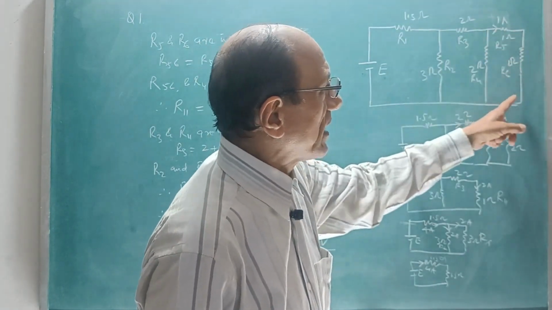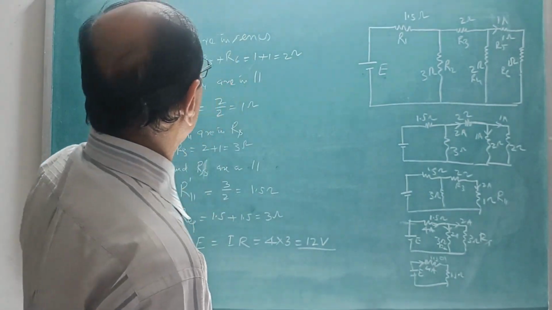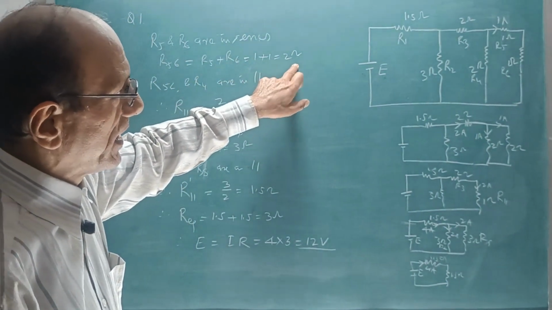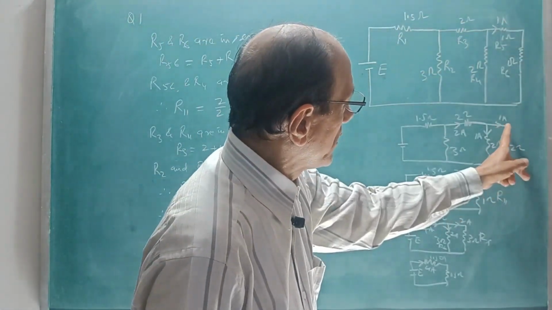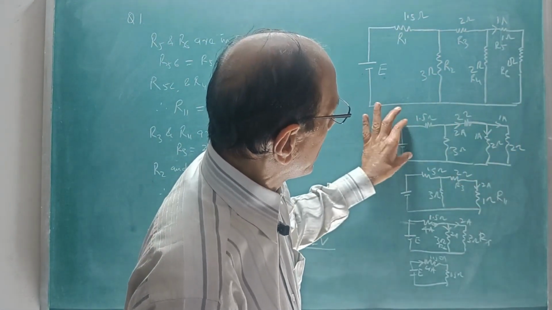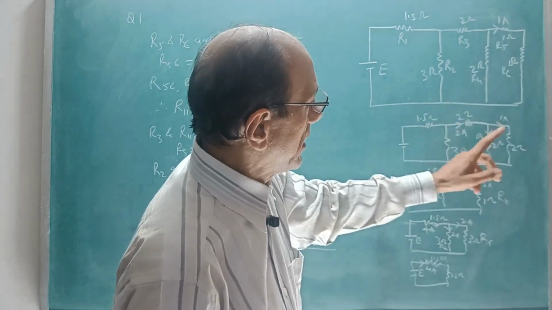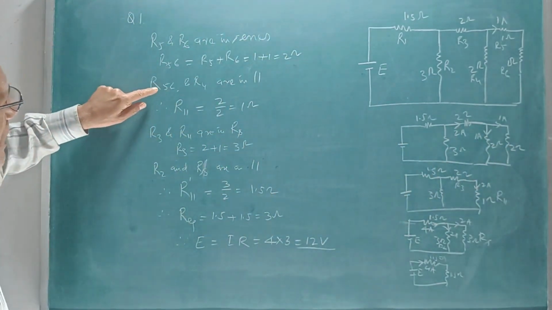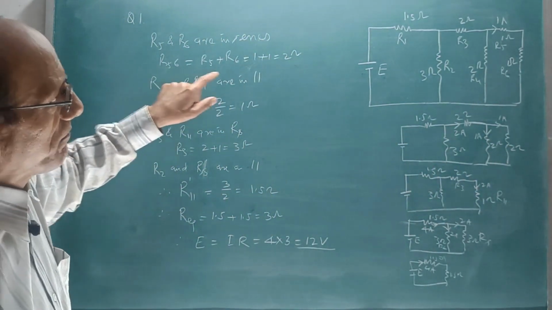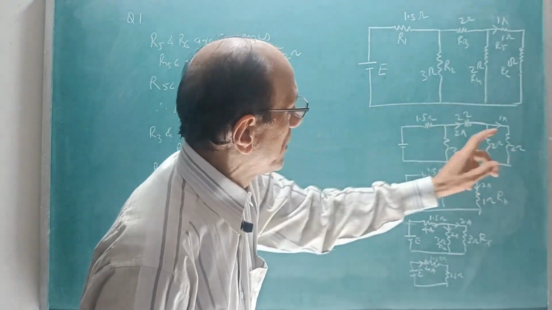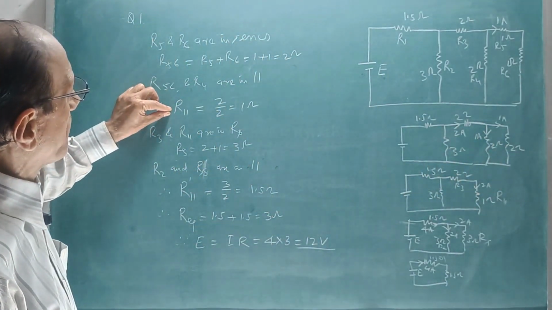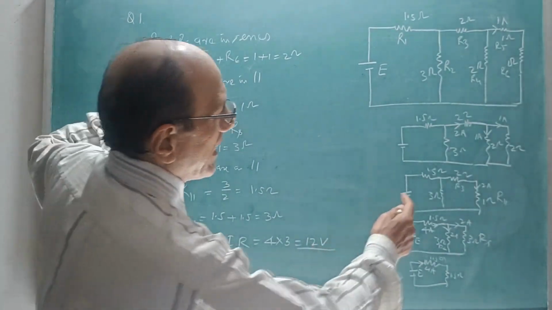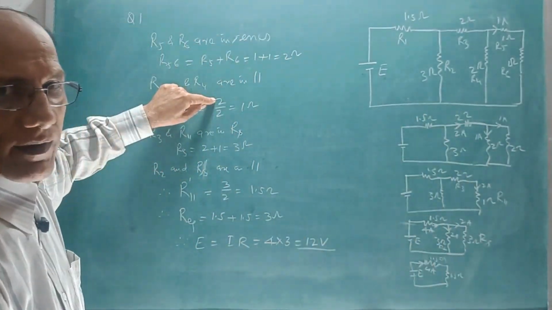Since R5 and R6 are in series, therefore R56 will become 1 plus 1 is equal to 2 ohm, and the equivalent circuit will become 2 here and 2, and the rest of the circuit will remain as it is. Since these two are in parallel, that means R56 and R4 are in parallel. This is R4. So they are in parallel, therefore R parallel will become product upon sum, or you can say if they are identical, the value divided by the number.